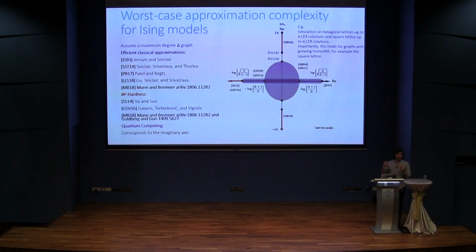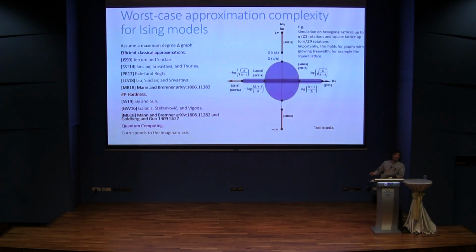So that's for an Ising model of the type I was just talking about, and we're going to look at what the edge weightings can be in the model. And you can show that along this real axis here, there's always a good classical approximation, which is efficient. Okay, that was a major breakthrough back in '93.